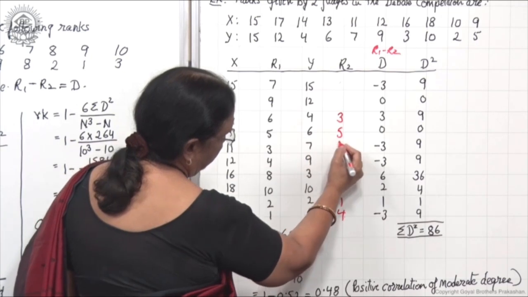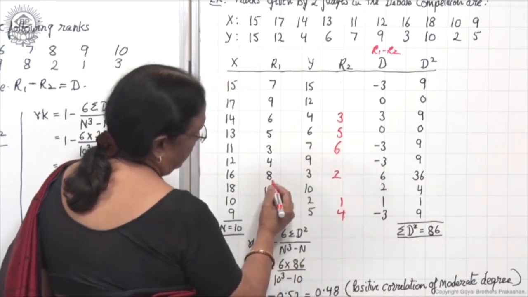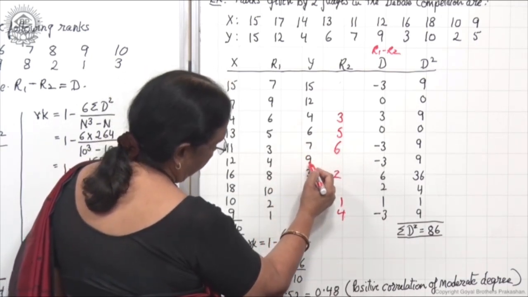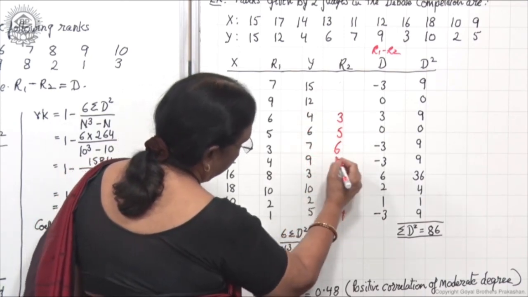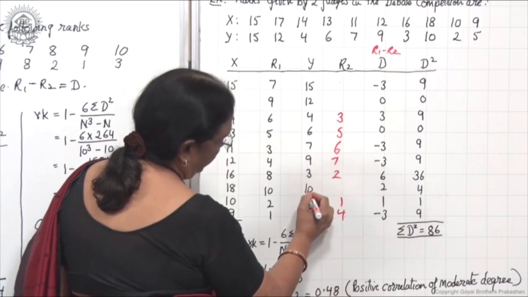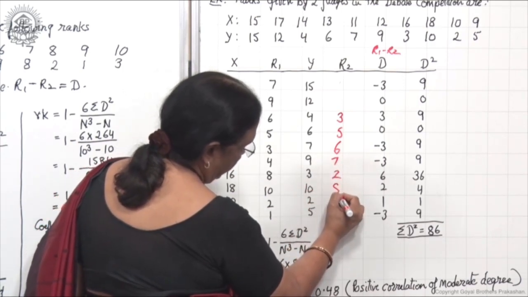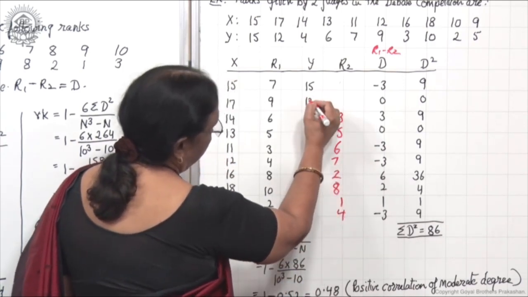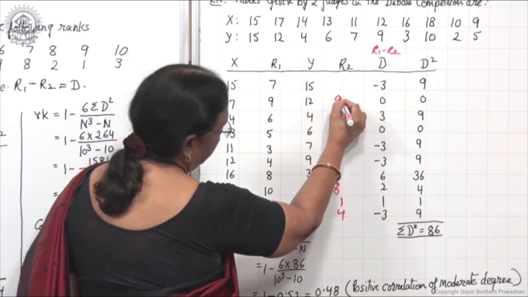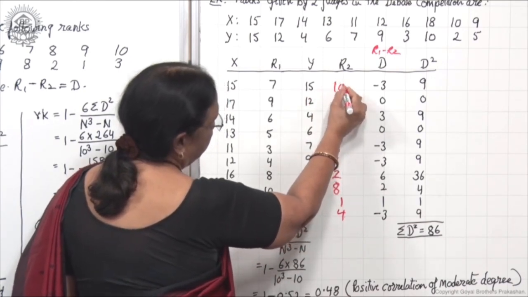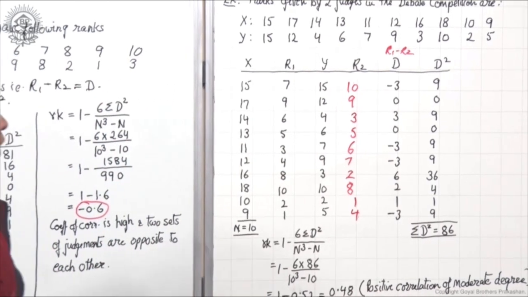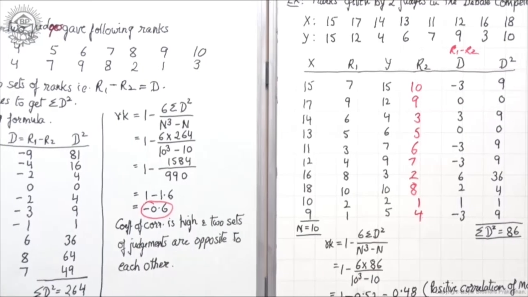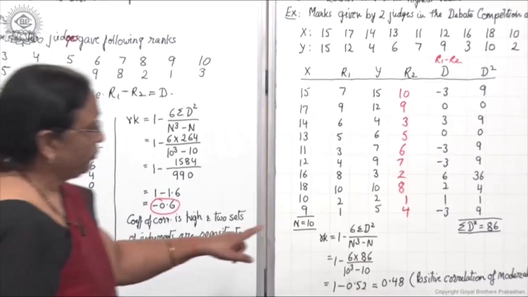Then we have 7. Then after 7 we have 9, this will be 7. Then we have 10, this will be 8. Then 12, this will be 9, and this will be 10, right? So in this way you have to allot the ranks to each individual value.